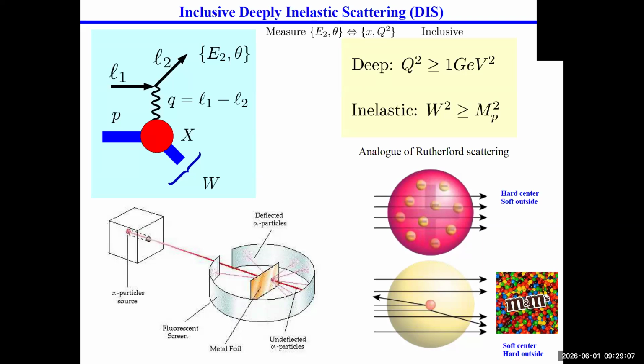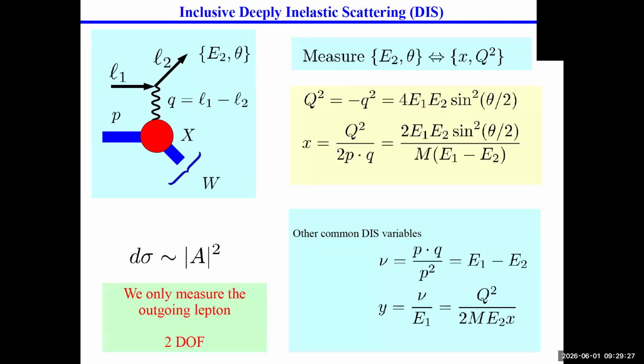A little bit of terminology. It's deep because the Q squared is very large. So you're probing deeply into the proton. If you're at lower energies, below a GeV, you just see the proton as a billiard ball. And it's inelastic because you're actually breaking up the proton. So that's where the terminology comes from.